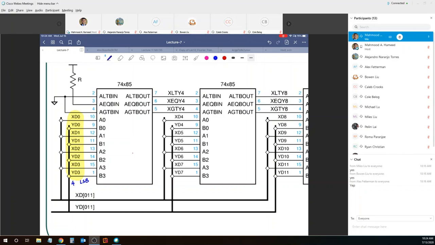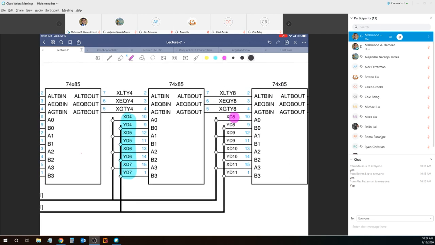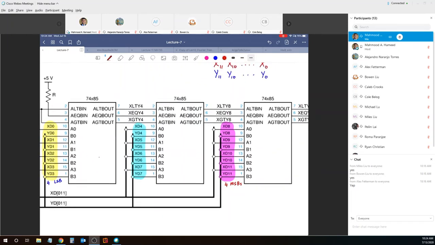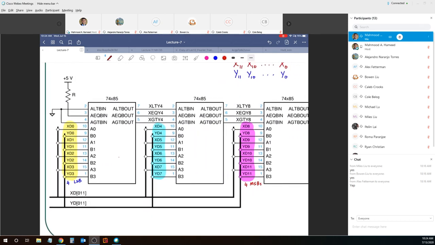Then you have the next 4 bits, followed by the 4 most significant bits here. And clearly the most significant bits will have a say that is last, because they control whether the numbers are actually less or more or equal. So what we are doing over here is we are starting with the least significant bits, and we are comparing them 4 at a time, right?